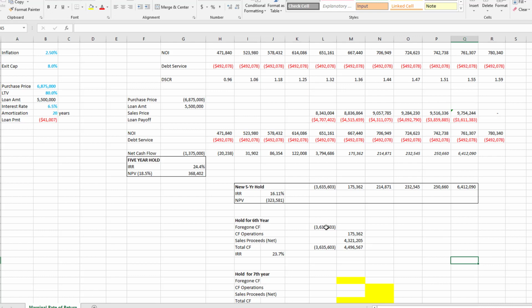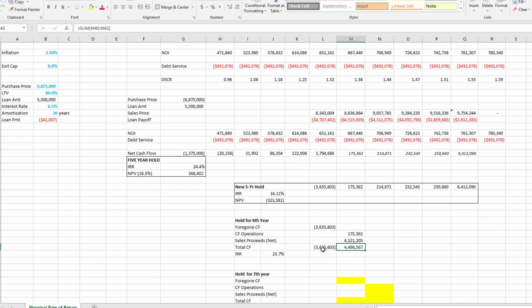Our foregone cash flow is the $3,635,000 that we forego, that we don't get by selling the building. So it's as if we're reinvesting that amount of money. If we hold it for that 6th year, we collect the 6th year's net cash flows of $175,000, and then we can sell it at the end of the 6th year, and that's going to give us the $8,836,000 in the disposition amount, and we're going to have to net out the loan payoff of $4,515,000. We're left with $4,321,000. So here's our total cash flow at the end of that 6th year.